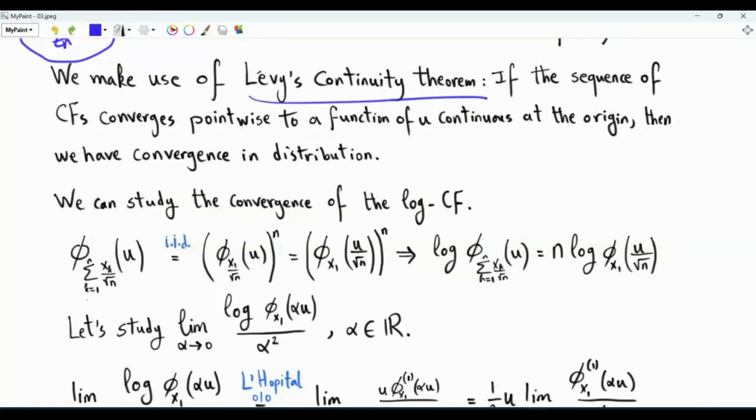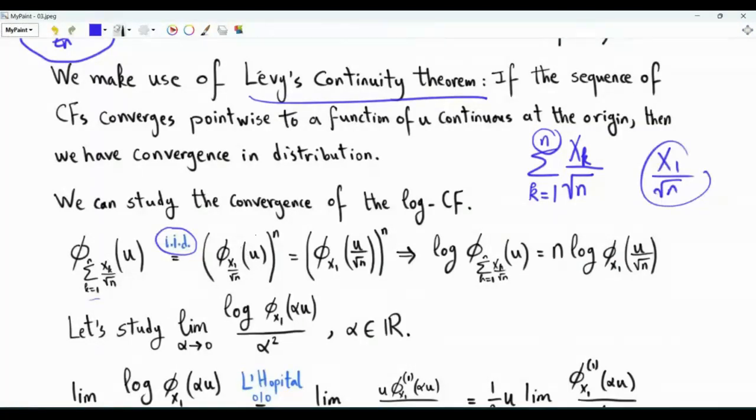What is the characteristic function of the sum? Note that the sum is not just the sum of the random variables. We have normalization. We divide by the square root of the number of random variables. So it is summation k from 1 to n of xk divided by the square root of n. The characteristic function of the sum is the characteristic function of one of the random variables, because we are in the i.i.d situation. We can take the characteristic function of x1 over square root n and just raise this characteristic function to the power n. This will be the characteristic function of the sum.